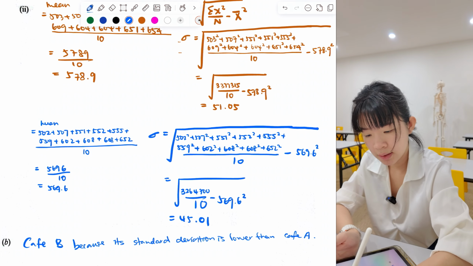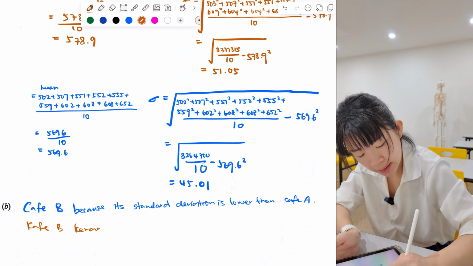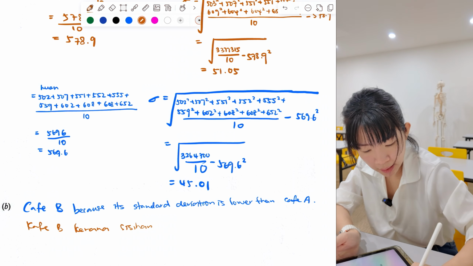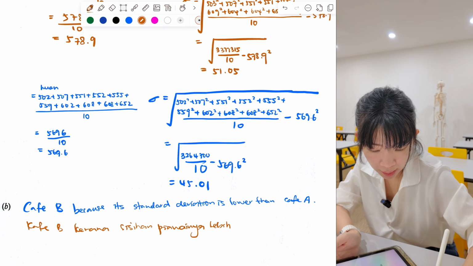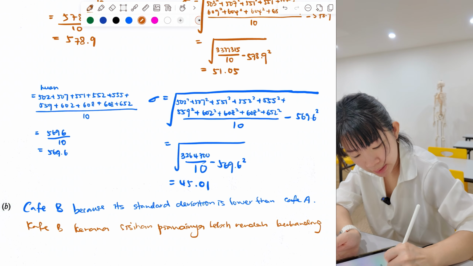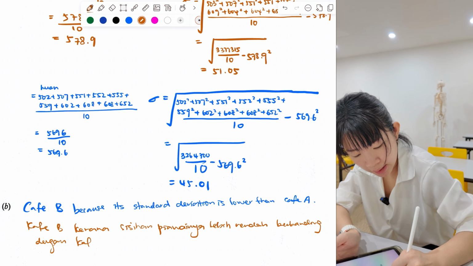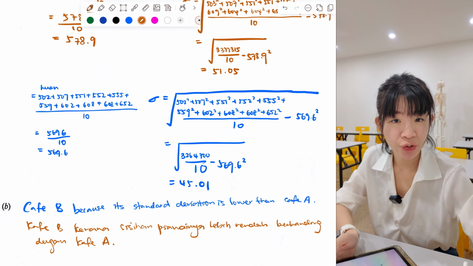For BM students, so cafe B kerana sisihan piawainya lebih rendah berbanding dengan cafe A. Okay, so you get full marks. So let's go next one.